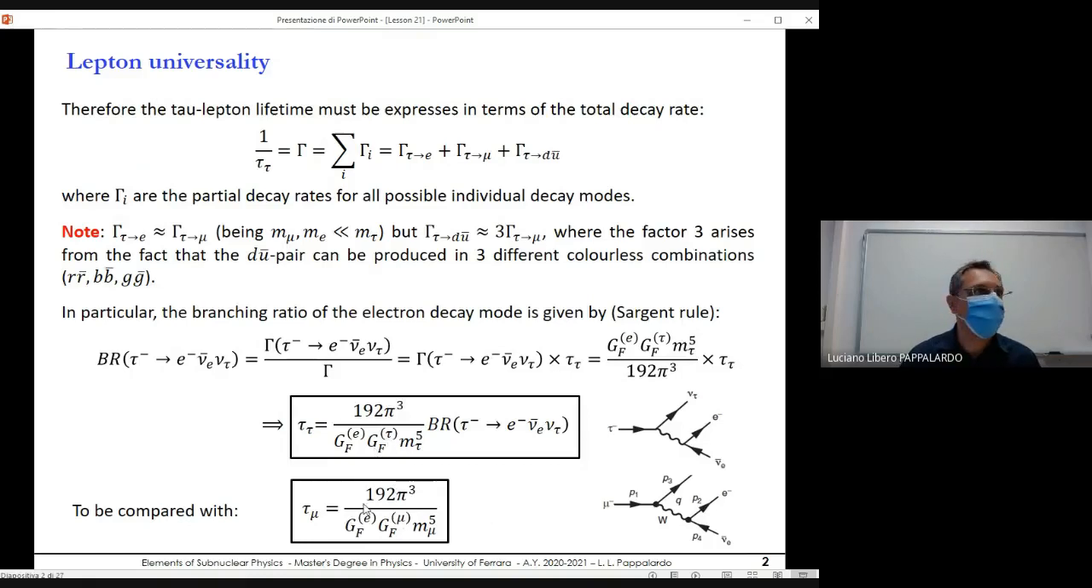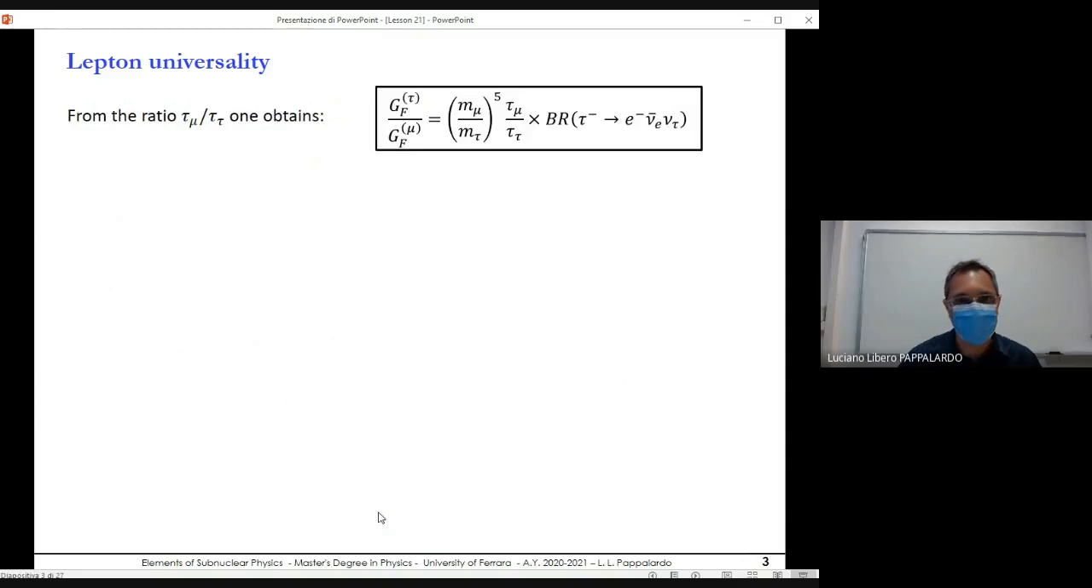Now we can take the ratio of these two expressions. Essentially we can take the ratio of the two decay times, which corresponds to having the ratio of the two couplings for the muon and the tau. And this you see in the next slide. So you take the ratio, invert the formula, and you obtain a formula for the ratio between the coupling of the tau vertex and the coupling of the muon vertex, as a function of all the other quantities. It is the 5th power of the mass ratio, the ratio of decay times, and the branching ratio for the tau into electron.